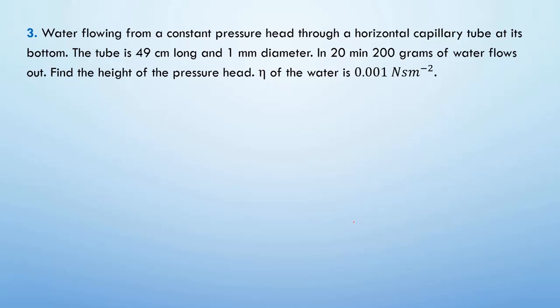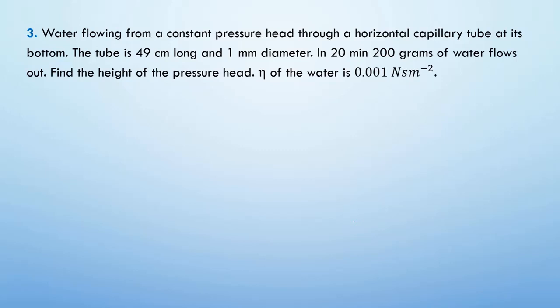Next, move on to the next question. Water is flowing from a constant pressure head through a horizontal capillary tube at its bottom. The tube is 49 centimeter long and 1 millimeter diameter. In 20 minutes, 200 gram of water flows out. Find the height of the pressure head. Eta of the water is given as 0.001 Newton second per meter square.